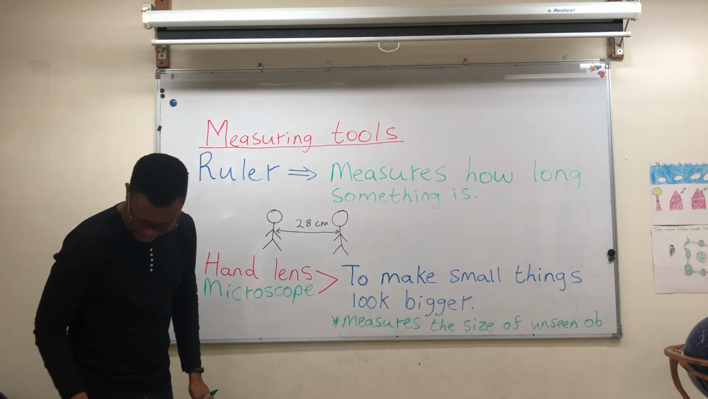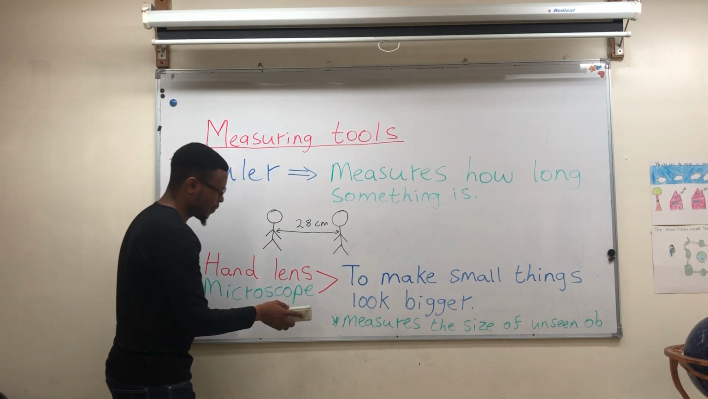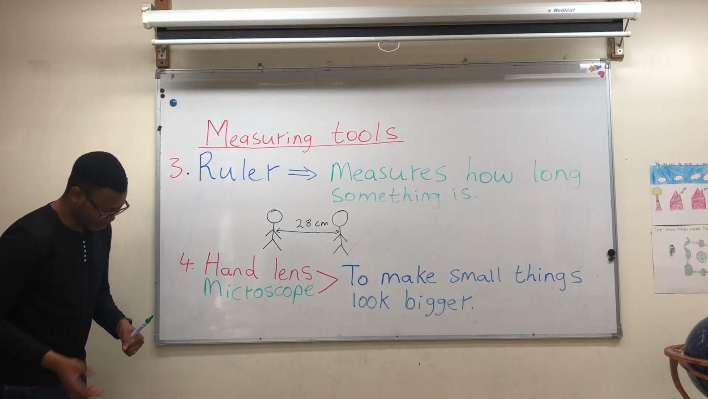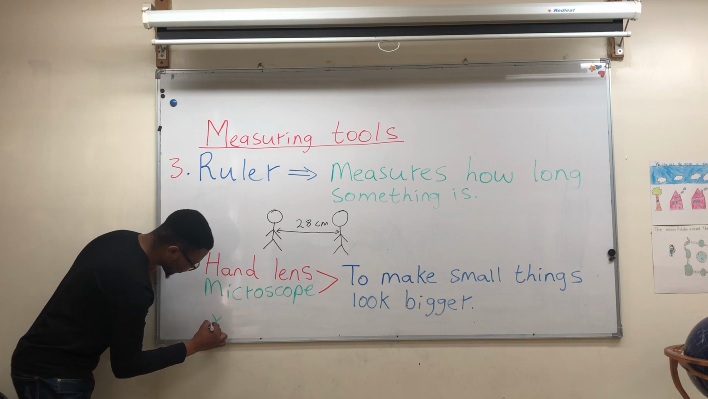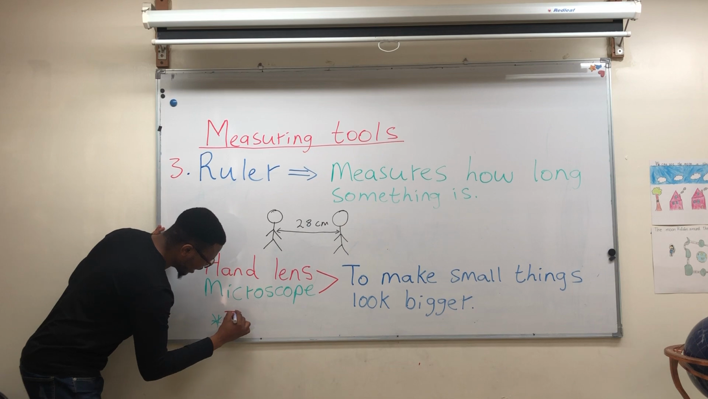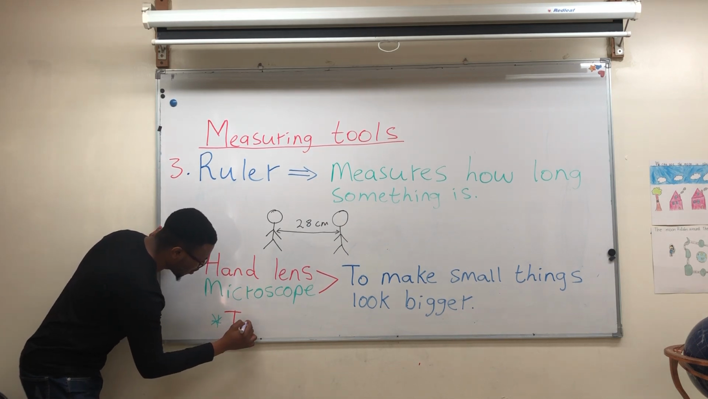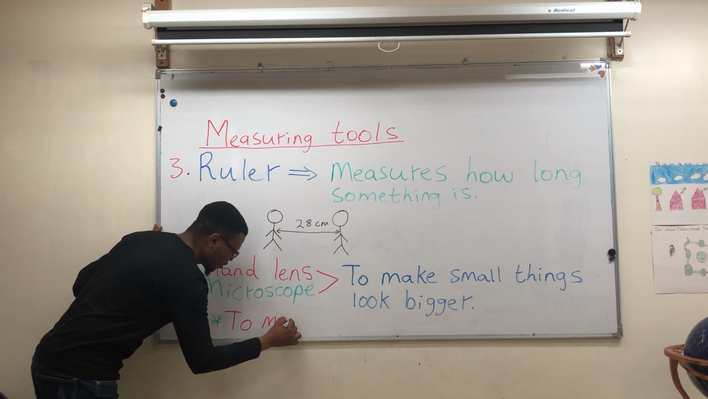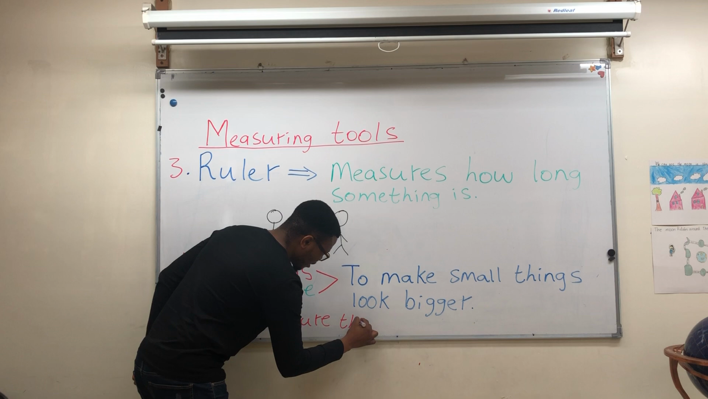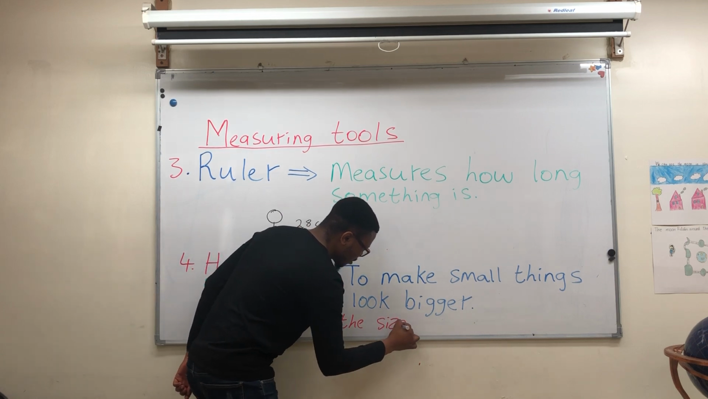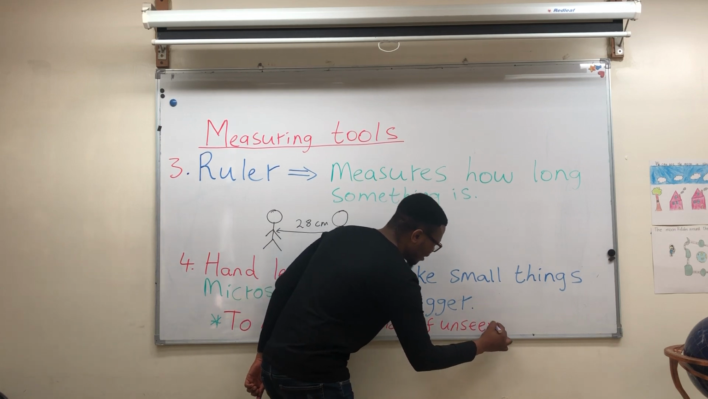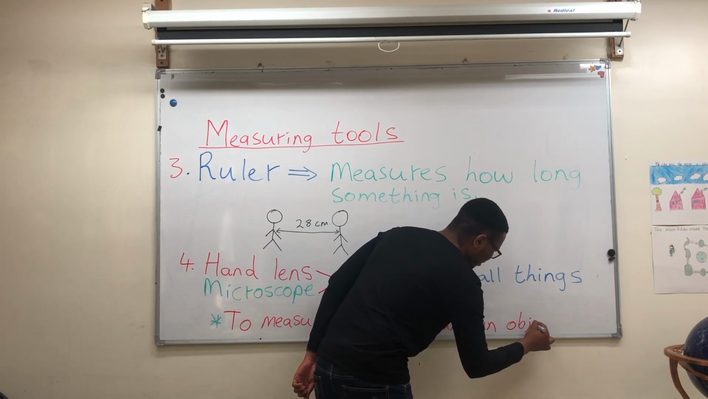Okay, my space there, let me write it just over here. I don't have enough space, my people. So I'm going to start writing here, okay? Let me use a different pen. They use a hand lens or a microscope to measure the size of unseen objects.